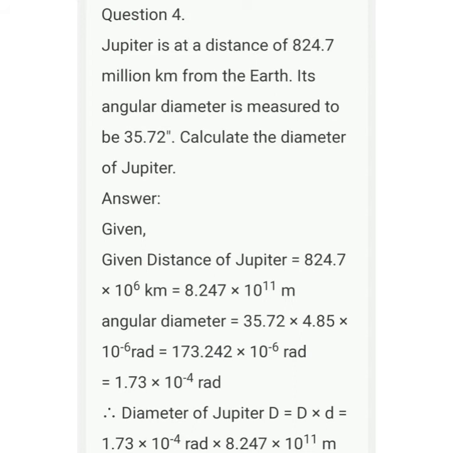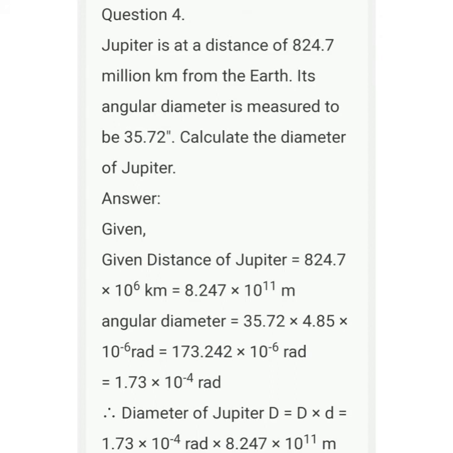Okay. Fourth question. Jupiter is at a distance of 824.7 million kilometers from the Earth. Its angular diameter is measured to be 35.72 degree. Calculate the diameter. So what method is it? The method that we followed for the distance between longer objects, astronomical objects, that too.